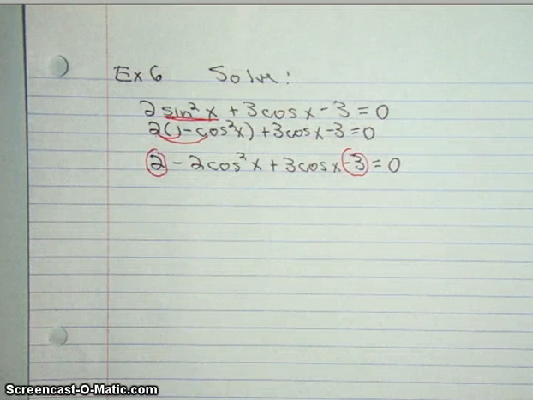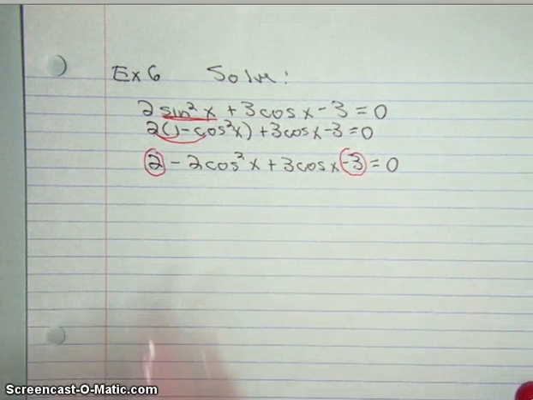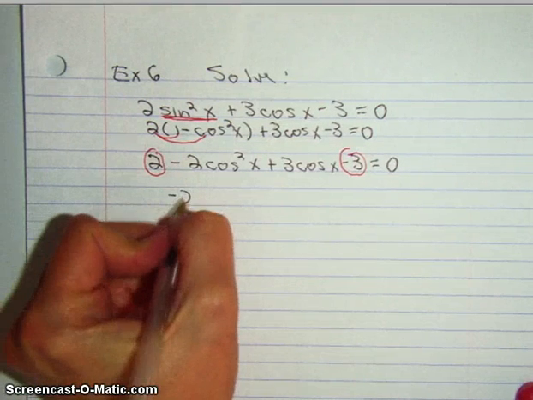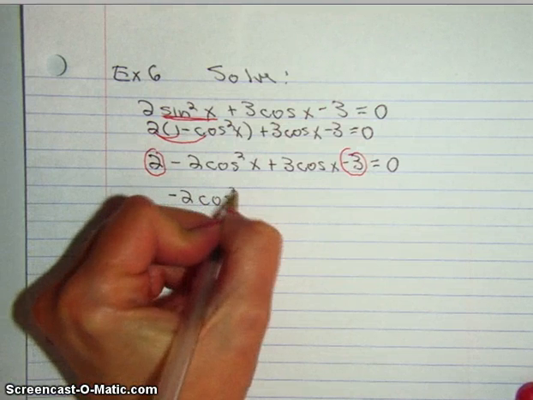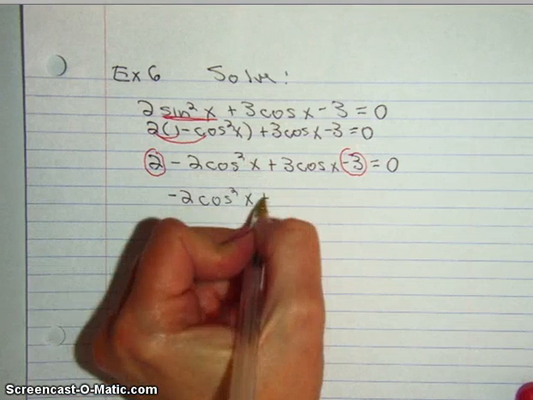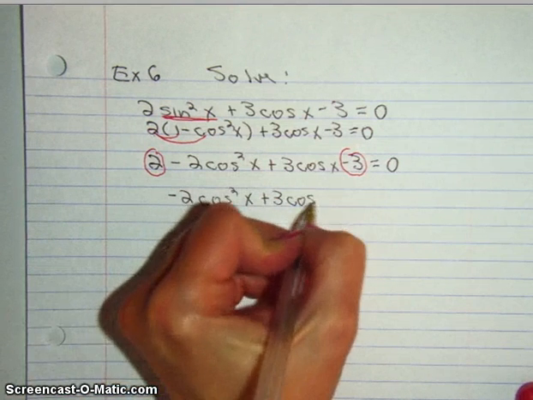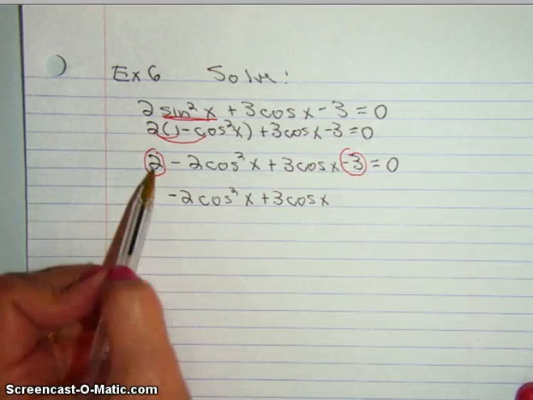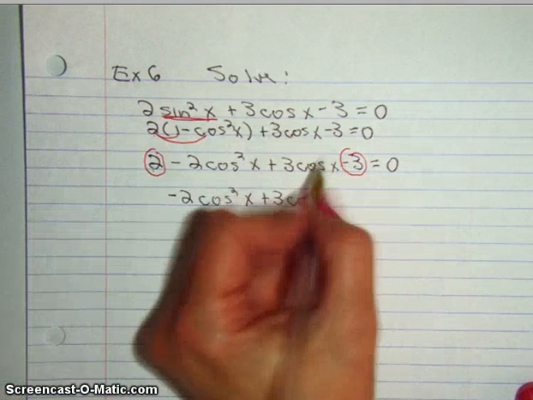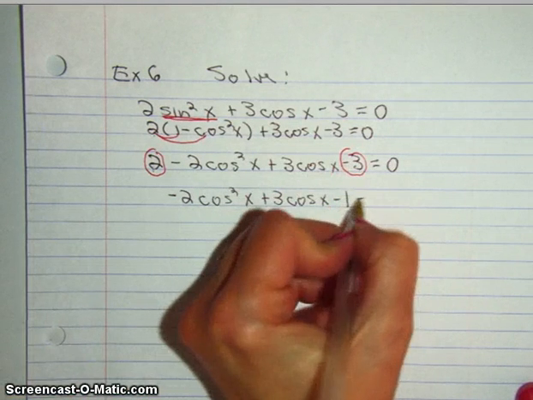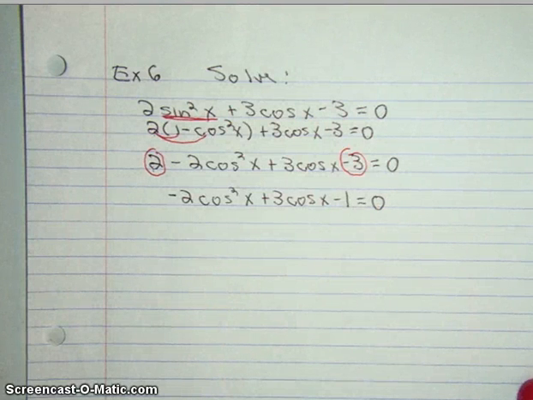Now, can we also make sure we write this in descending order? So the negative 2 cosine squared x goes first. The plus 3 cosine x goes next. Christian, 2 and a negative 3, what do those make? Good, equals 0. Now what are you guys going to hypothesize you're going to do?